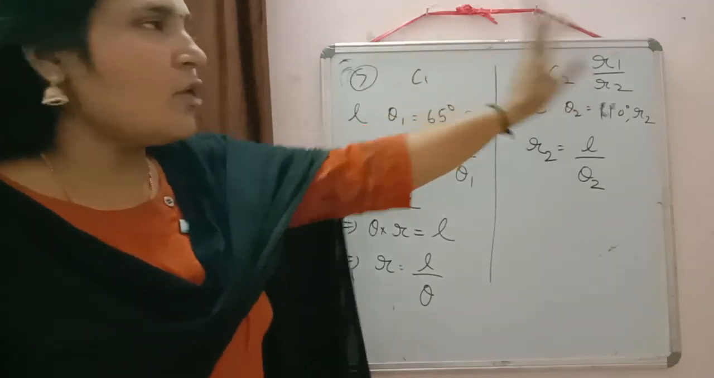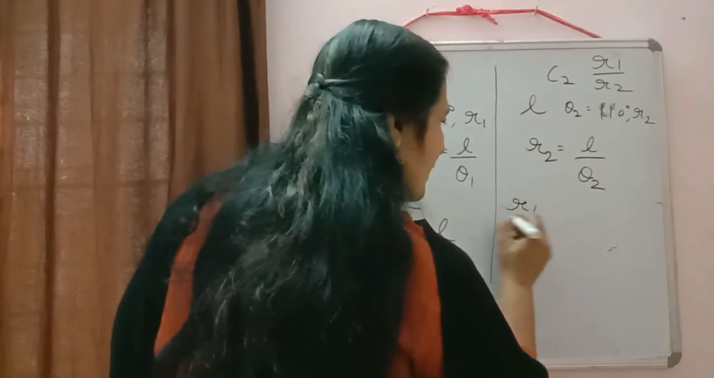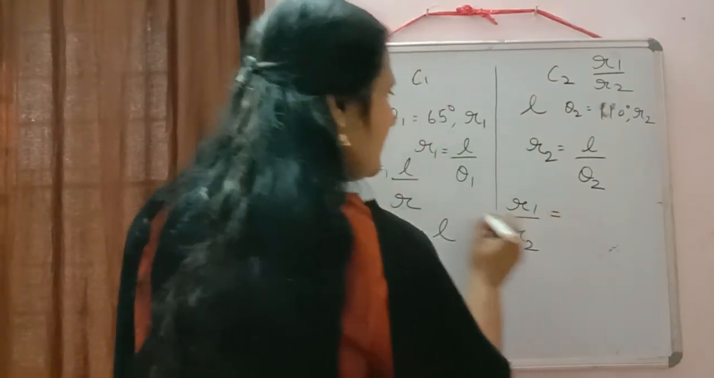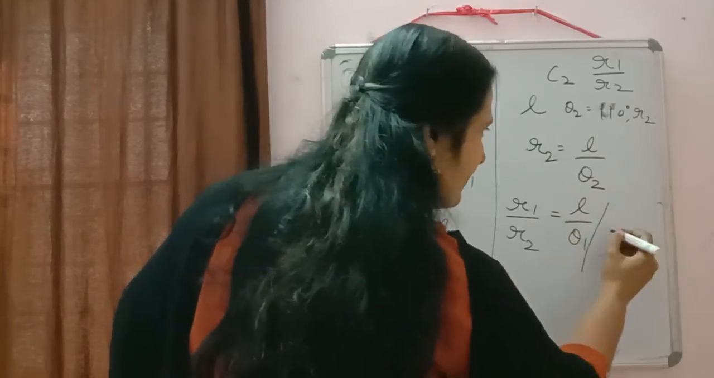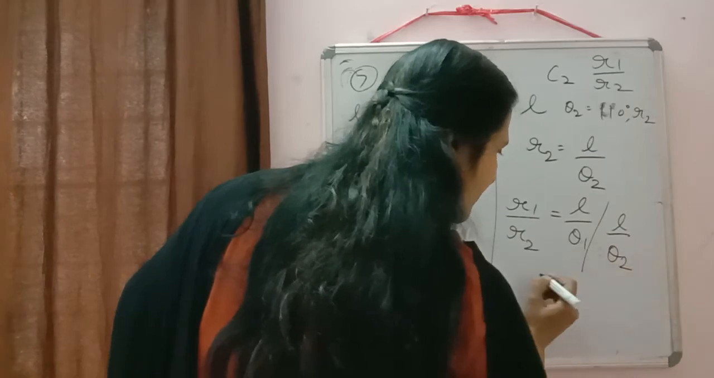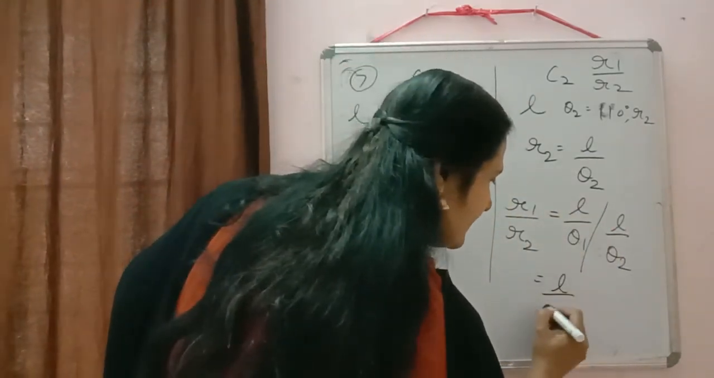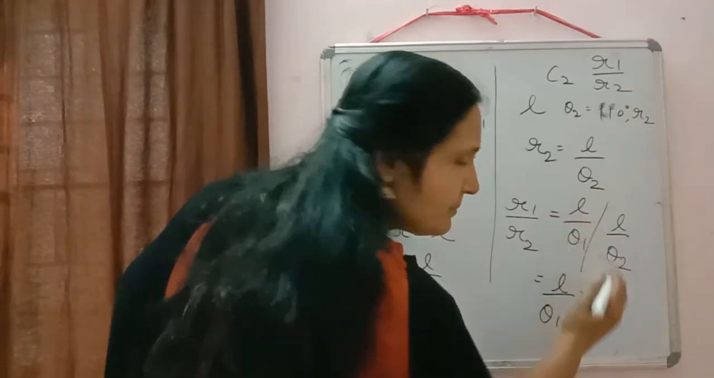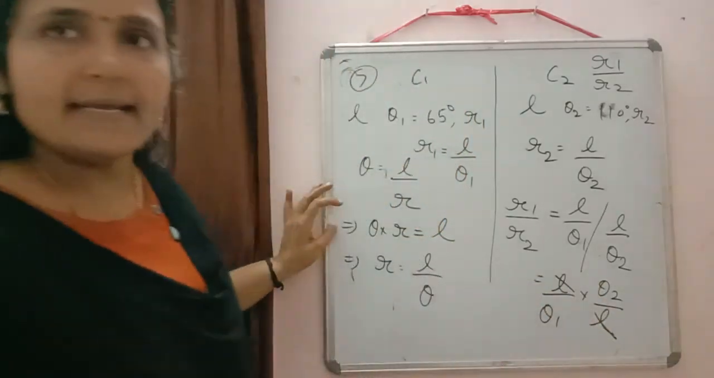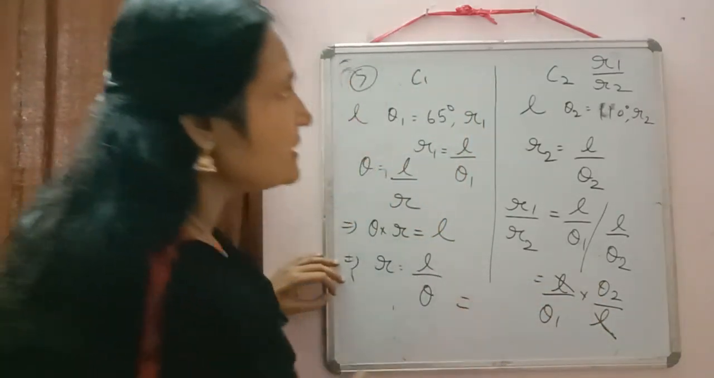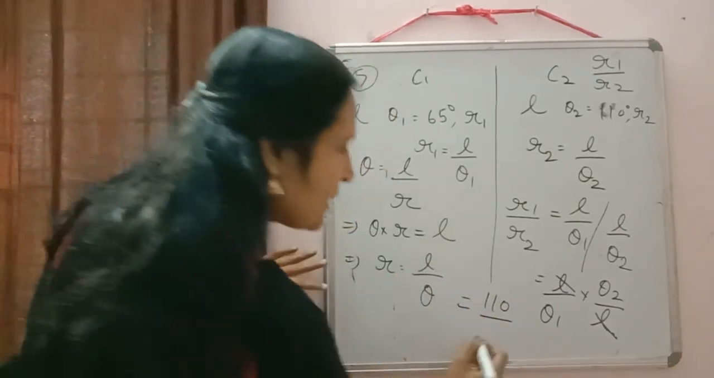Now what do we want? We want R1 by R2. Now we will divide there. R1 by R2 will be equal to, in place of R1 we have L by theta 1, divided by L by theta 2. Now we will change the division into multiplication. So L by theta 1 into, we take the reciprocal, theta 2 by L. So L and L will get cancelled there. What is the value of theta 2 we have? 110 degree. So 110 by 65.